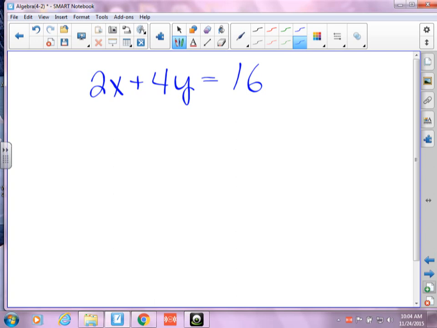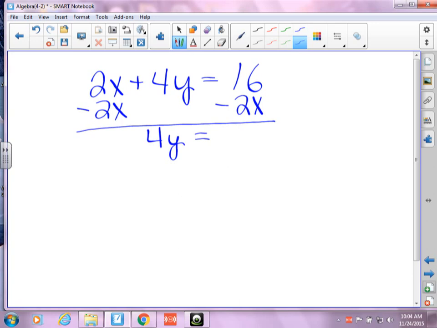Subtract 2x. Yep. Good. Subtract 2x from both sides because I want to get that pesky brother or sister out of your room, right? So my leftover on the left-hand side is 4y equals what? Good, minus 2x plus 16. Now, is y by itself yet? It is not. So I got to kind of peel it like an onion. I subtract or add first.